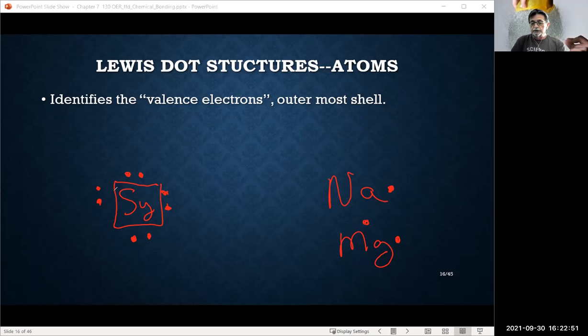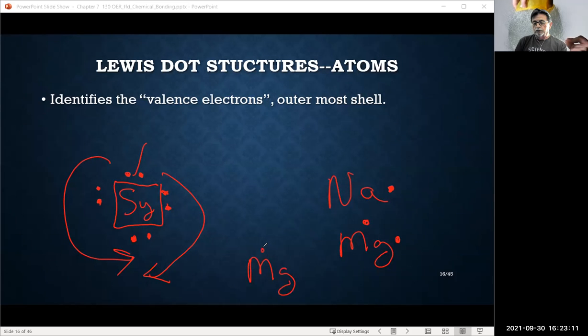around it. Now, whether you start up here and go around, or you go in the other direction, makes no difference. Totally up to you. Whether I start at the bottom, left, right, or top of the box, totally up to you. Just don't put them together. So magnesium, based on the format, would not be written like this. This is not the format for the Lewis dot structure for magnesium.